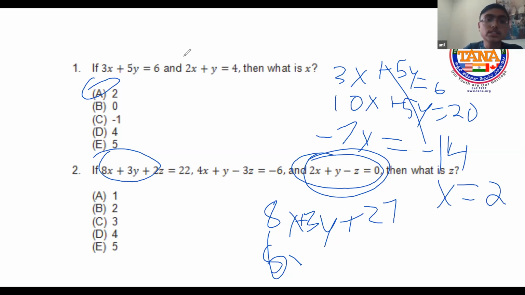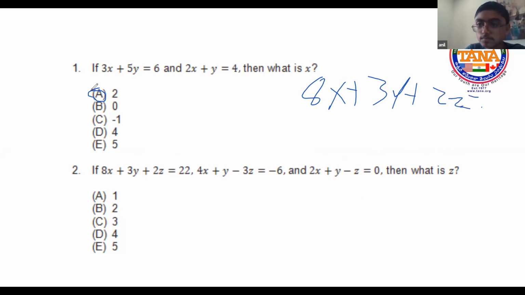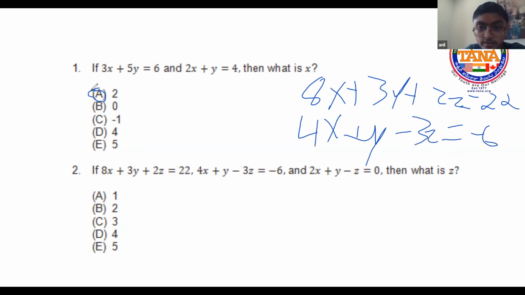Okay, so yeah, you set up a system of equations of 3 different things. One second, I'm just going to clear this all out. So this answer is 2. This one is, you have 8x plus 3y plus 2z equals 22. And then the other equation, 4x plus y minus 3z equals negative 6. I'm sorry if I'm writing this really badly. And then you have 2x plus y minus z equals 0.